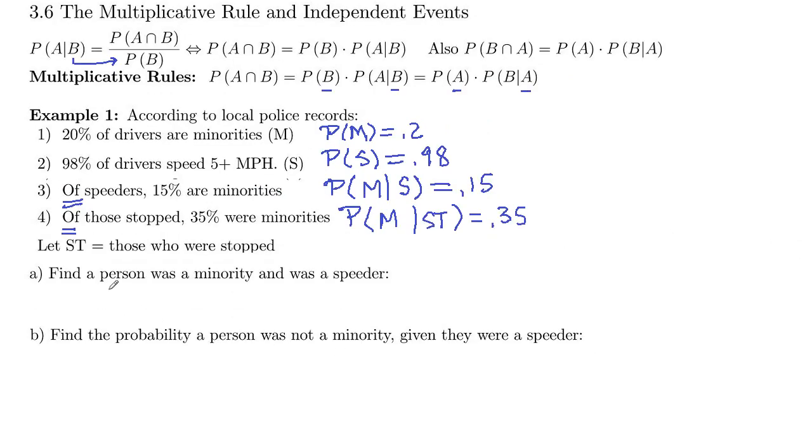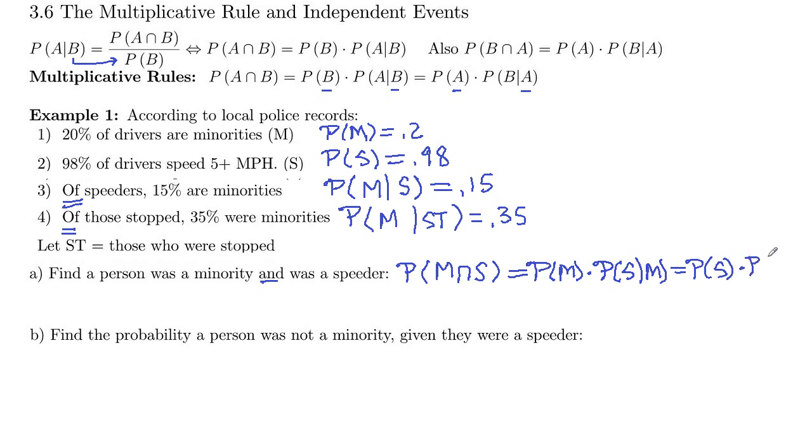Find the probability that a person was a minority and a speeder. So this is probability of minority and speeder, M and S. That's like this, A and B. So we've got two possibilities here. Probability of M times probability of S given M. But it's also probability of S times probability of M given S.